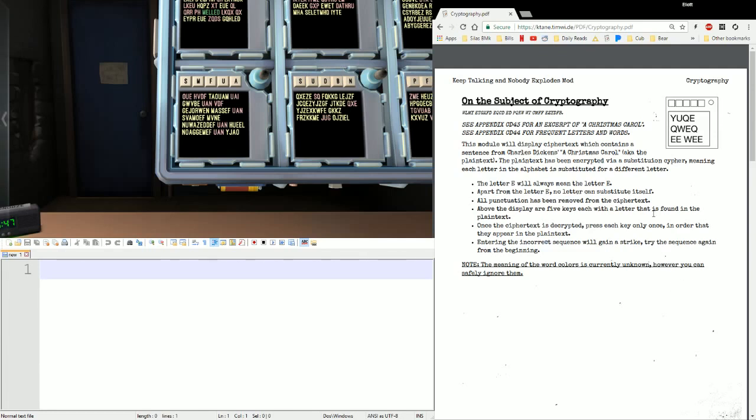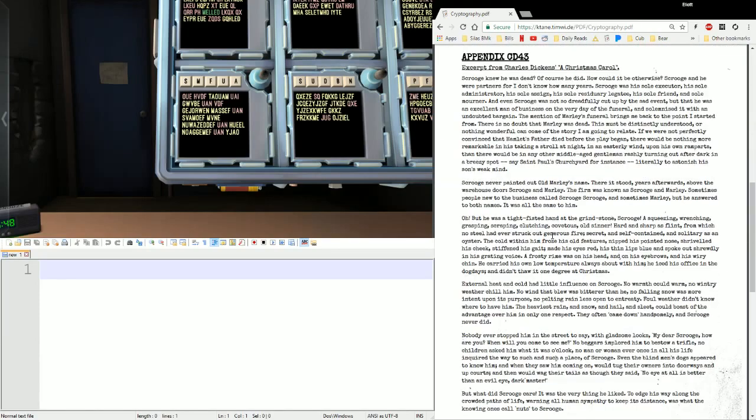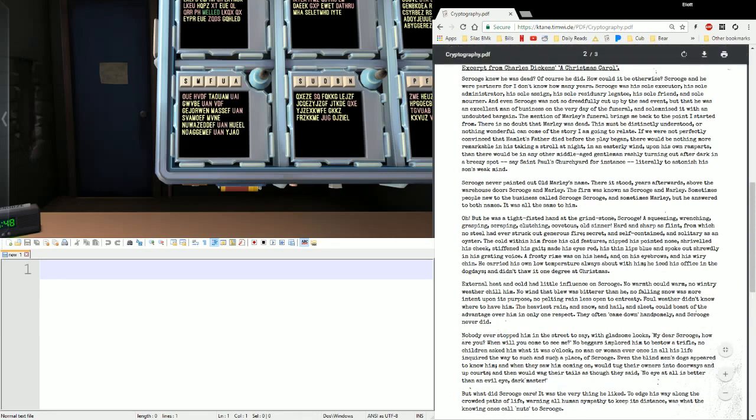So let's scroll this down. This is all you get for your actual manual page, but it has this wonderful appendix, which is a little large. It is the first six paragraphs of A Christmas Carol. And the text on our module is a cryptogram of one clause in this set. Here's how typically you'll see it done.